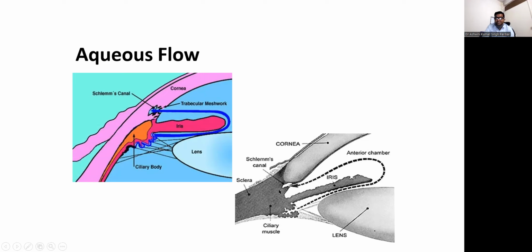So how does it affect the eye? Sometimes it can lead to low IOP or increased intraocular pressure. This diagram will help you to understand how that happens. It depends on which structures have been affected.